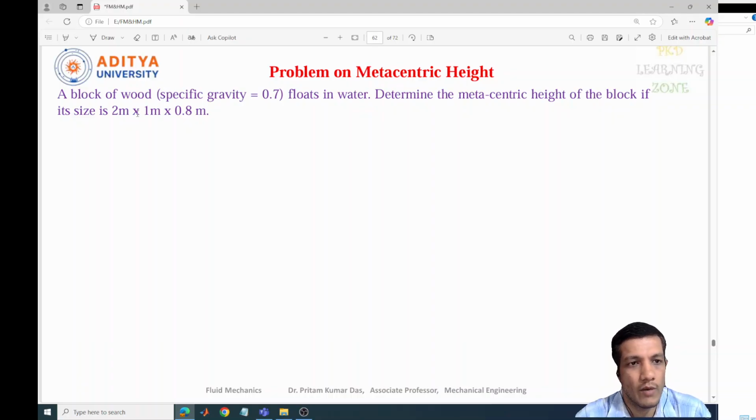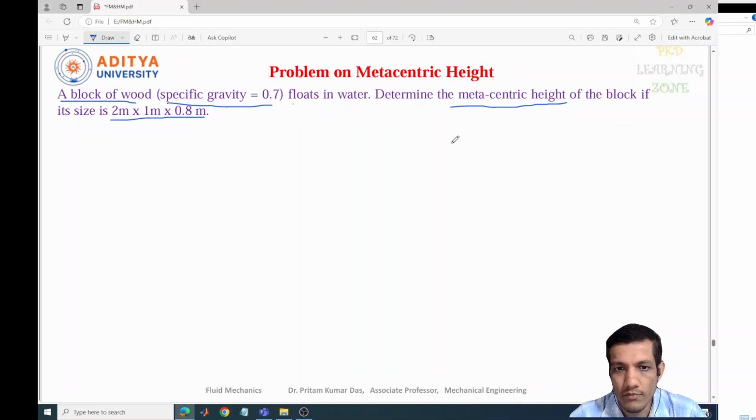Now let's solve one problem on this. A block of wood with a given specific gravity floats in water. Determine the metacentric height of the block if the size of the block is 2 by 1 by 0.8 meter.